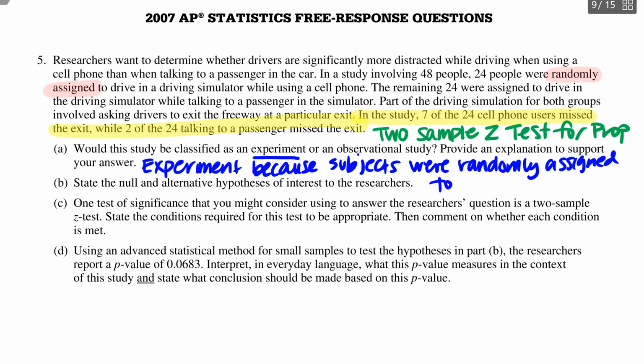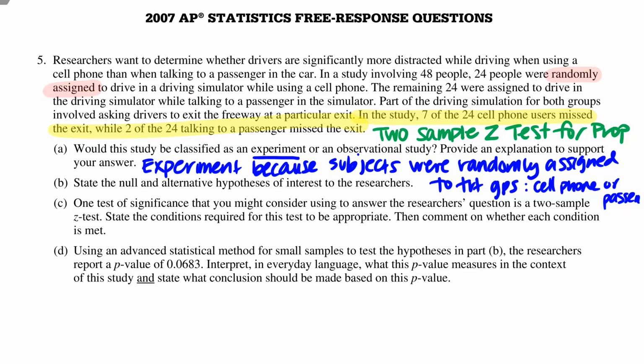And I'm going to be even cuter. I probably wouldn't just stop with randomly assigned. I would say to treatment groups. And then I would state what those were. Cell phone or passenger. So, part A, we've seen many, many times.